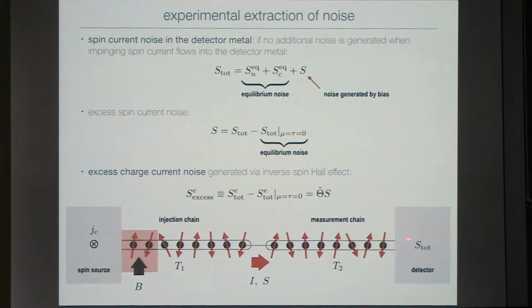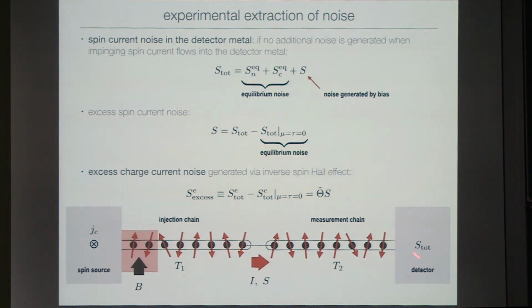So let's say we make that assumption. Then the spin current noise just at this interface is equal to the equilibrium noise due to just Johnson-Nyquist of the detector metal. Plus, there's some effect due to the coupling to the spin chain, which also has equilibrium noise. So those are two equilibrium contributions. And there should be noise here, which is due to the noise that's coming from this non-equilibrium part, which propagates down. The noise will propagate down and arrive at this point. So there's some additional noise that's generated by the non-equilibrium bias.